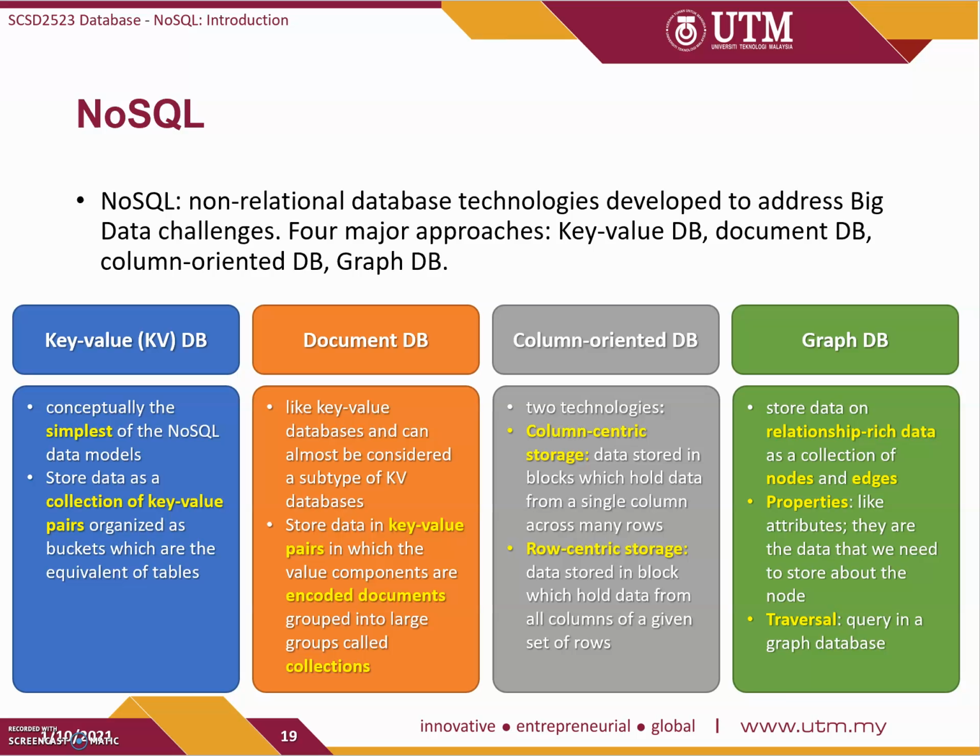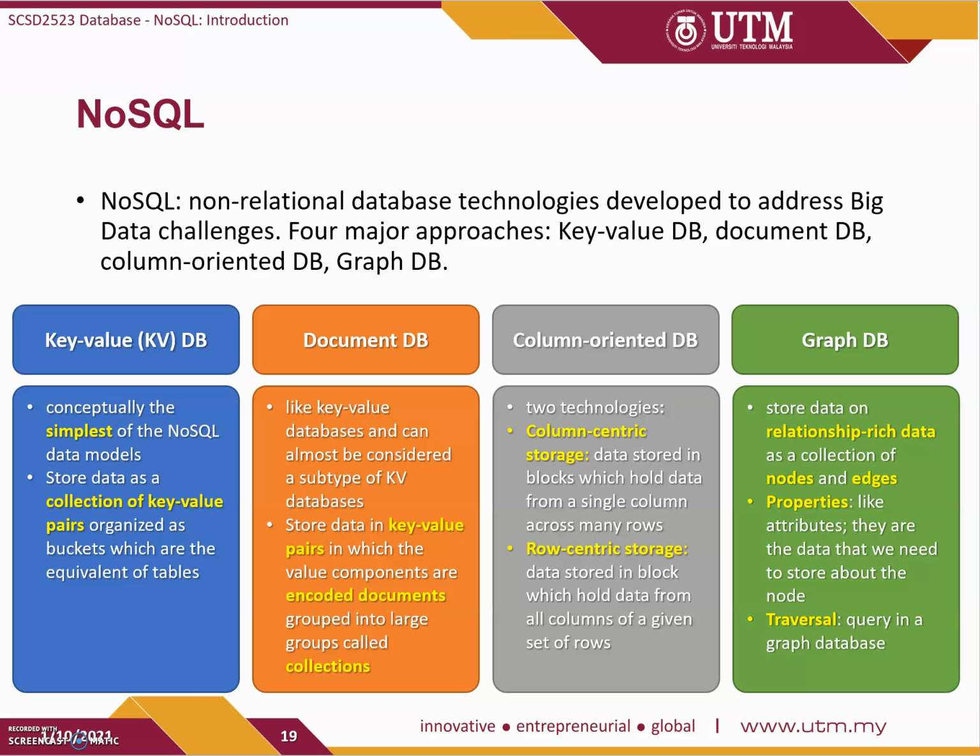Okay, firstly, we have the key value database. It is actually the simplest of NoSQL. It stores your data as a collection of key value pairs, and it is organized as buckets, okay, which are the equivalent of tables. So buckets are what in relational we call tables, okay.